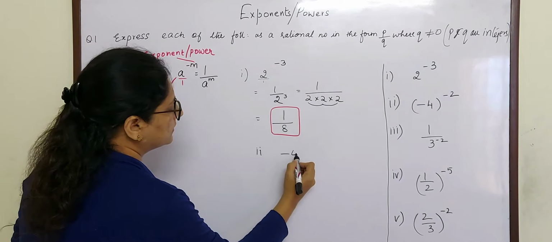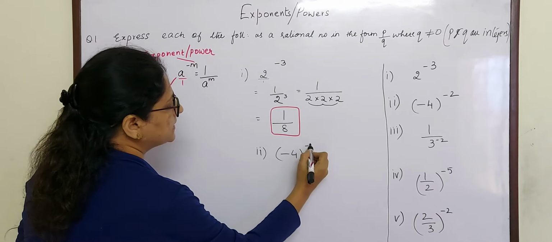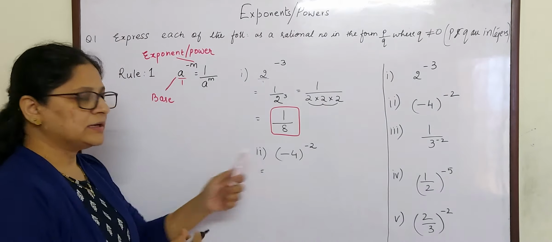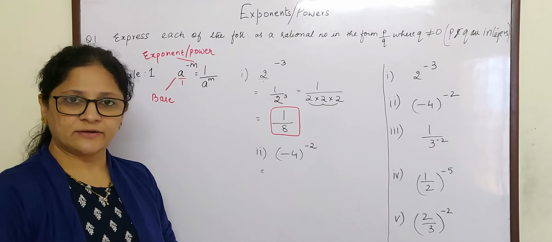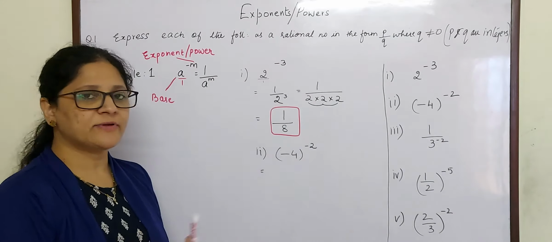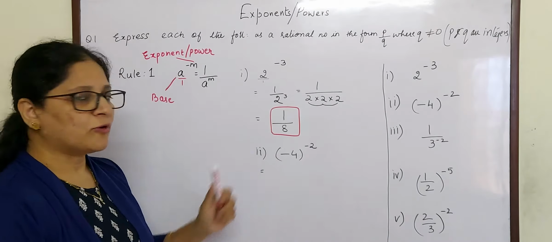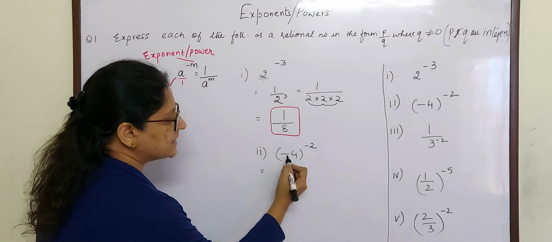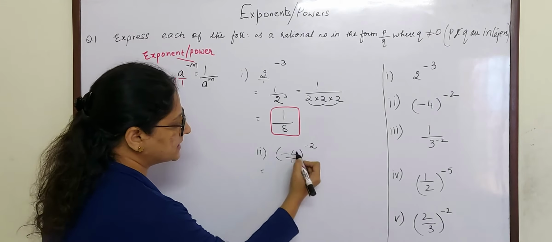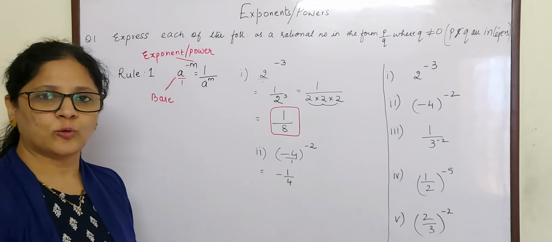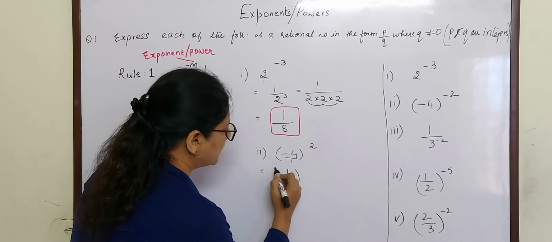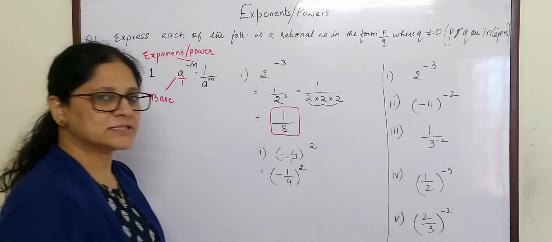Minus 4 raised to minus 2. So children, here base is minus 4 and exponent is negative. So you have to change the negative exponent to positive. So what will we do? We will reciprocal the base. So minus 4 by 1 becomes minus 1 by 4. And your negative exponent becomes positive.